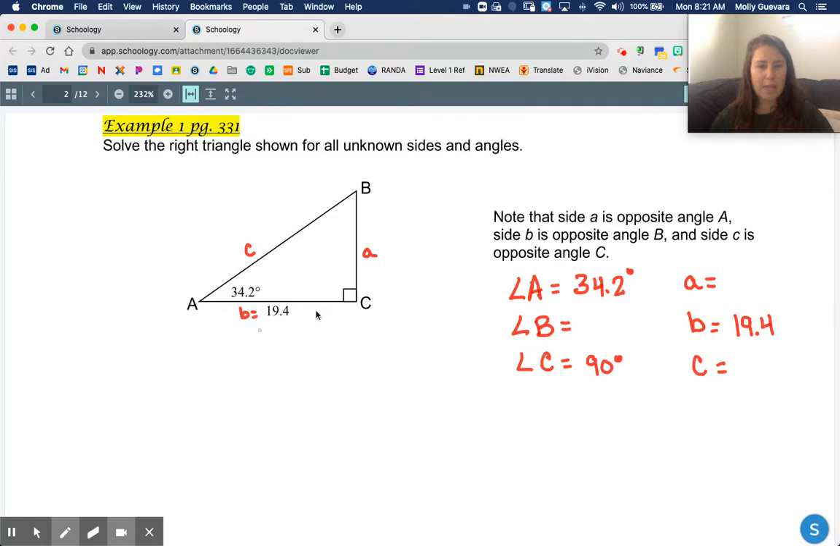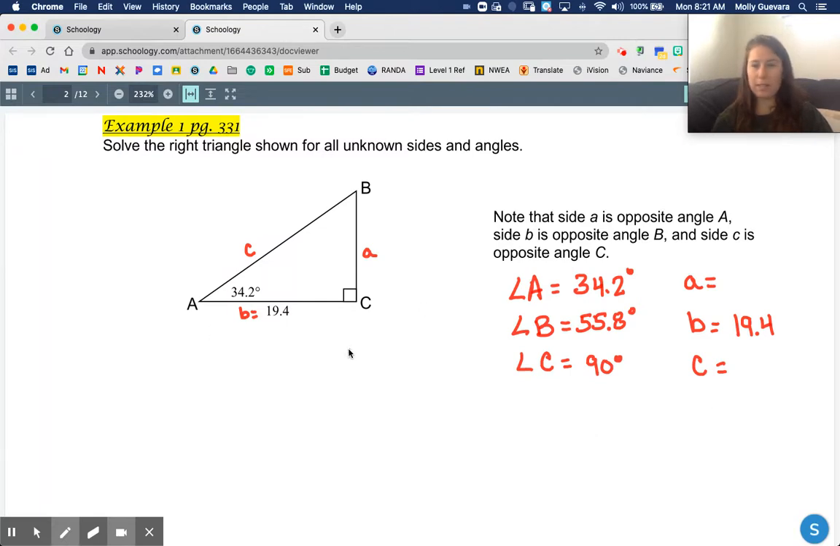Okay, angle B now should be really easy to find, right? The 3 angles of a triangle add to 180. So if I do the math here and do 180 minus 90 minus 34.2, I get 55.8. So that's great.